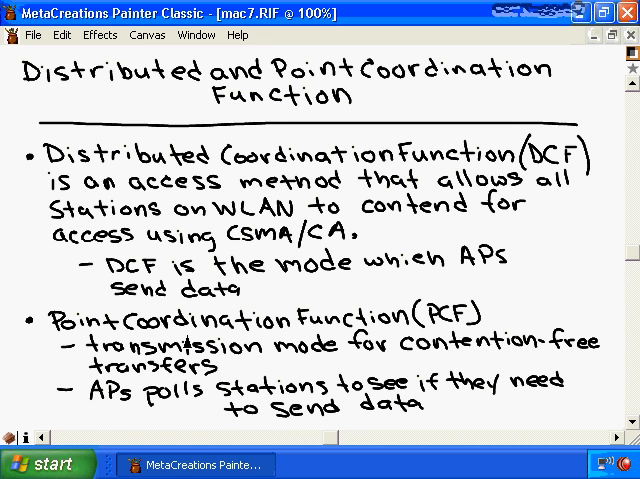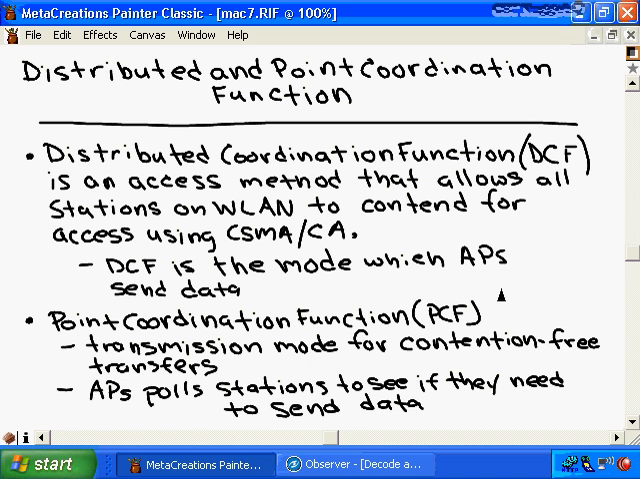In contrast, Point Coordination Function, or PCF, is a contention-free method for transferring data on a wireless network. A wireless access point that's running in PCF mode can transfer data on the wireless network contention-free by using a polling mechanism. So the 1, 2, 3s of how this works is, first off, the wireless station has to inform the wireless access point that it's actually capable of answering the poll, because the access point is responsible for the polling. So step number 1, the client has to say, yes, I can answer a poll, no problem.